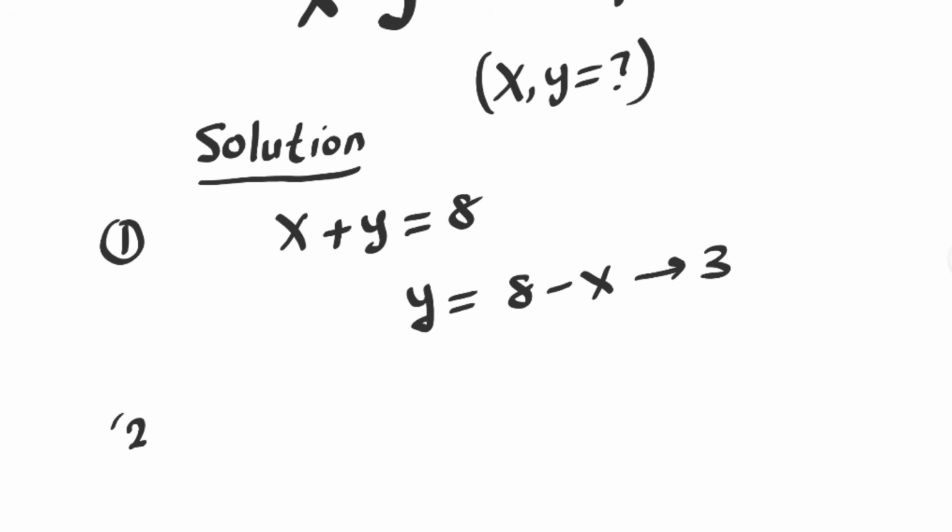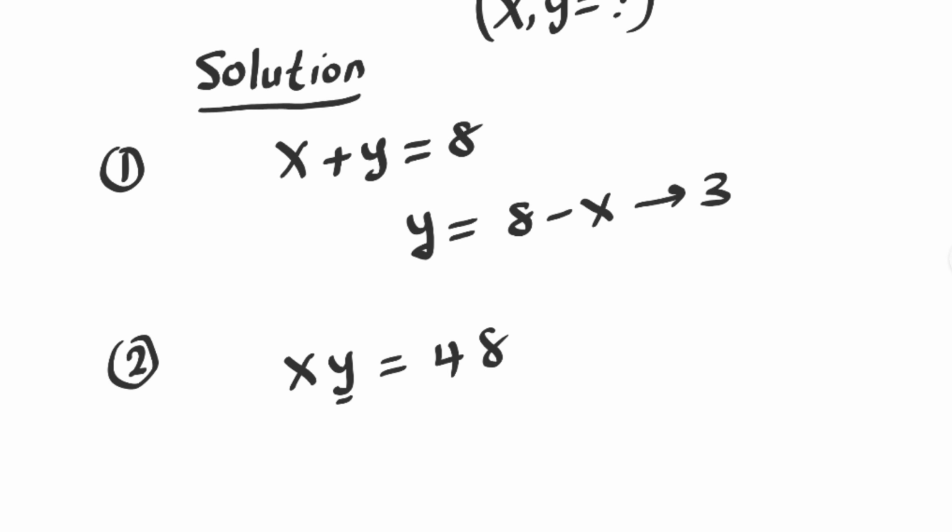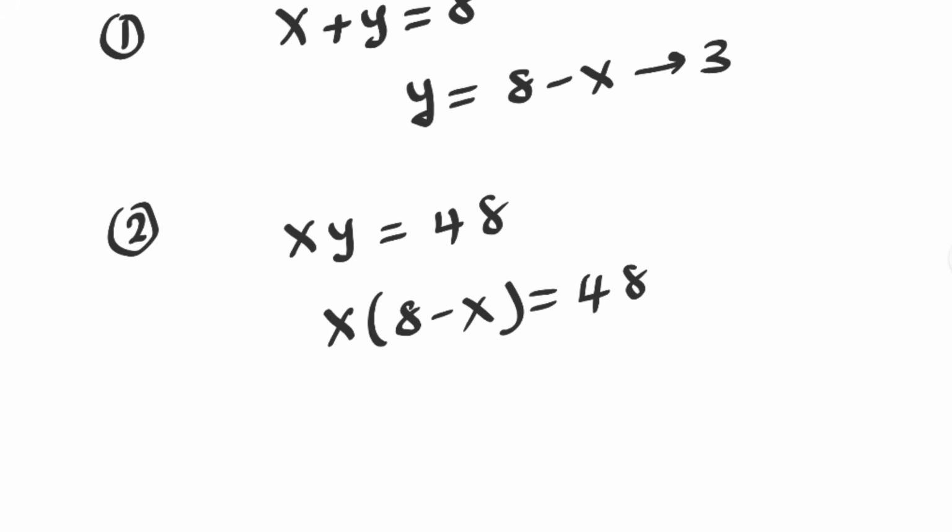From equation 2, xy is equal to 48. Now let us substitute for y, which is 8 minus x. x bracket 8 minus x is equal to 48. Let us open the bracket with this x. x multiplied by 8, that is 8x, minus x multiplied by x, that is x squared, is equal to 48.